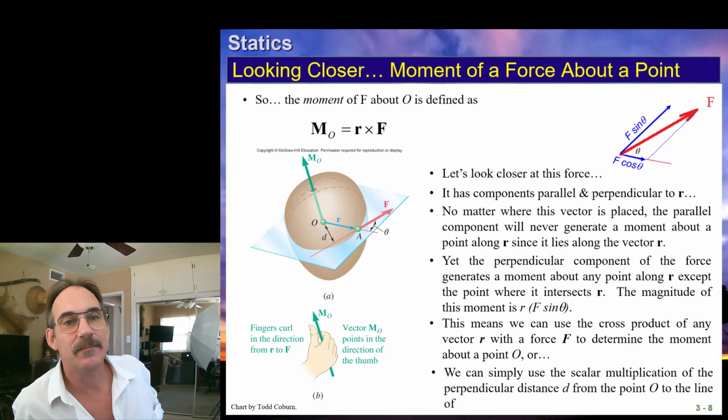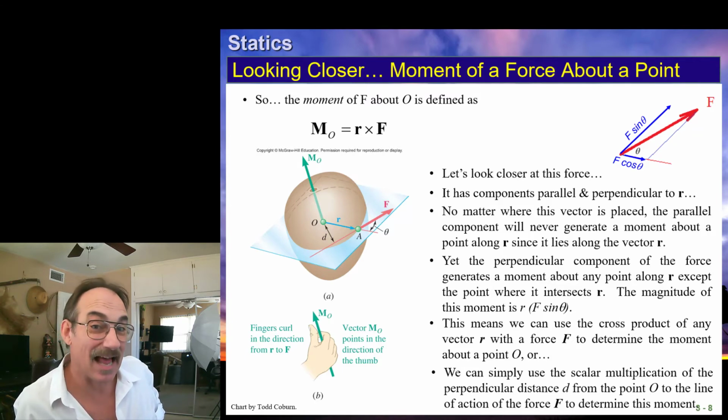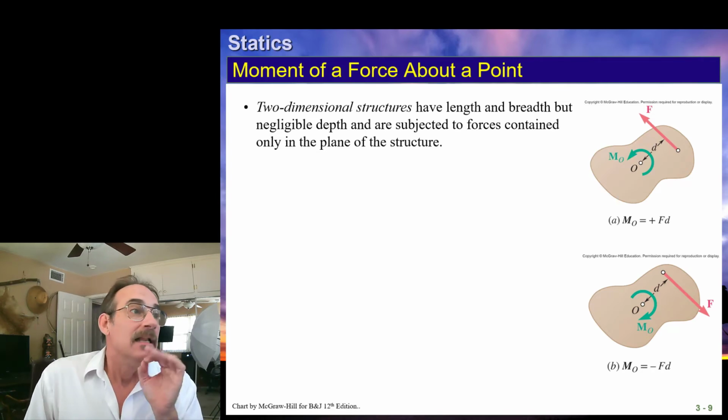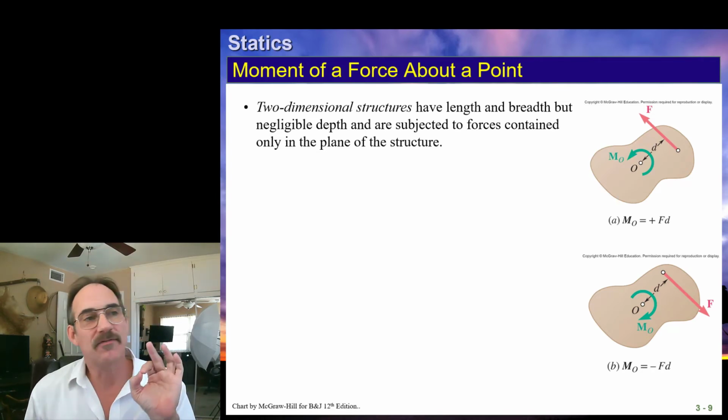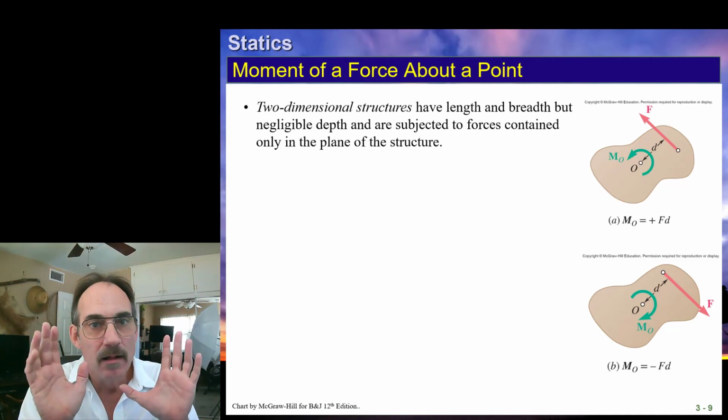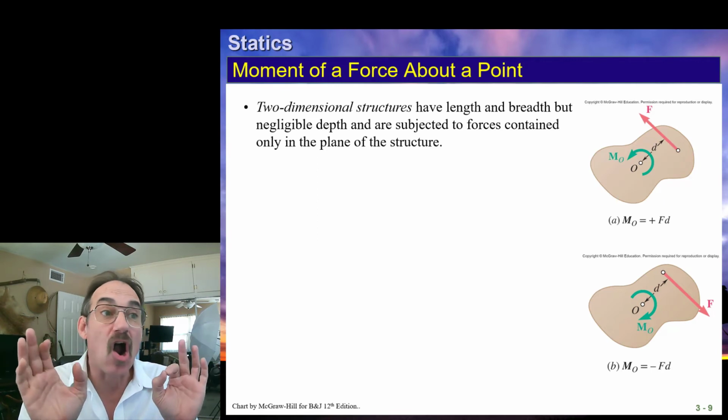Got it? We talked about this last slide. This is another way of seeing that in black and white. Okay. So once again, if you look at this figure A, we see that the moment is just R cross F.